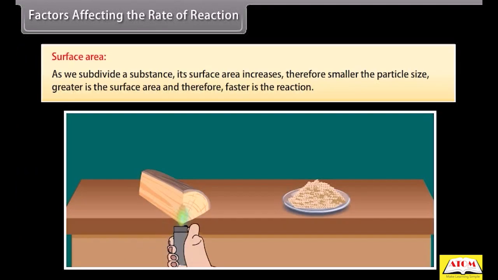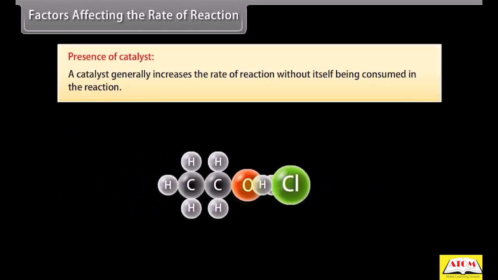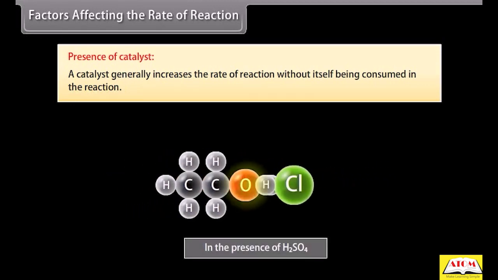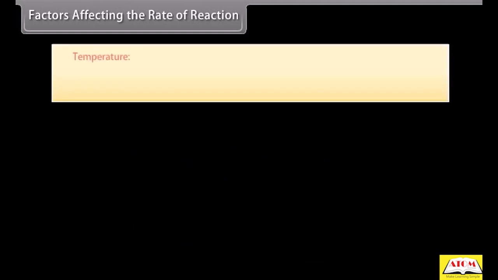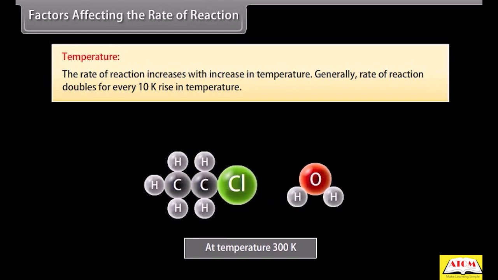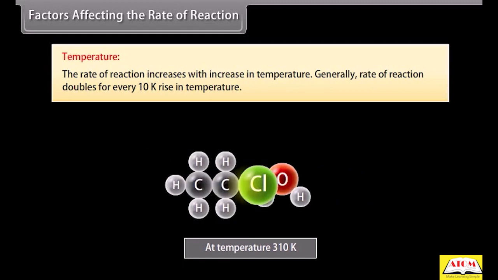Surface area. As we subdivide a substance, its surface area increases. Therefore, smaller the particle size, greater is the surface area, and therefore faster is the reaction. Presence of a catalyst. A catalyst generally increases the rate of a reaction without itself being consumed in the reaction. Temperature. The rate of a reaction increases with an increase in temperature. Generally, the rate of a reaction doubles for every 10 Kelvin rise in temperature.